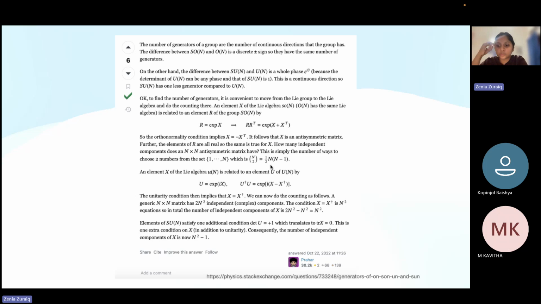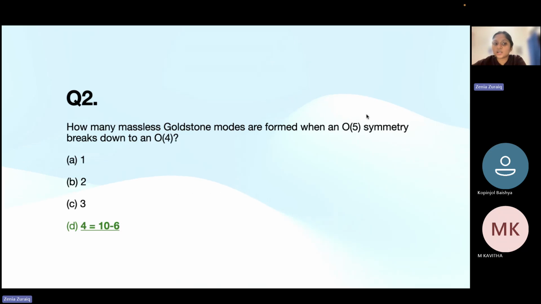So for example, for SO3, which we are familiar with, it will be 3 times 2 divided by 2. So that's 3. And we know that there are 3 rotation matrices that are the generators of the SO3 group, right? Similarly, SO4 or O4 is going to be 4 times 3 divided by 2, which is 6. Whereas SO5 is 5 times 4 divided by 2, which is 10. So initially I had 10 generators, then I am left with 6 generators. The difference of both of them is 4, and that's why the answer is 4.